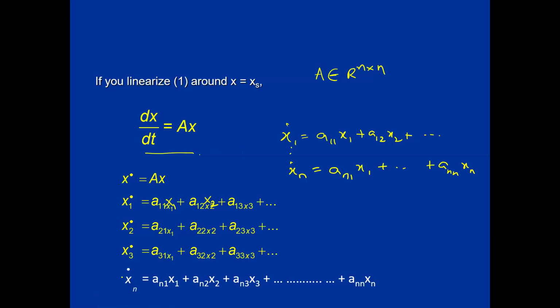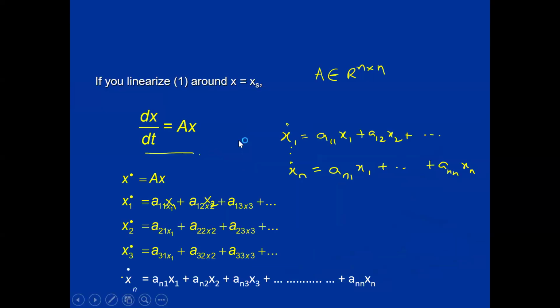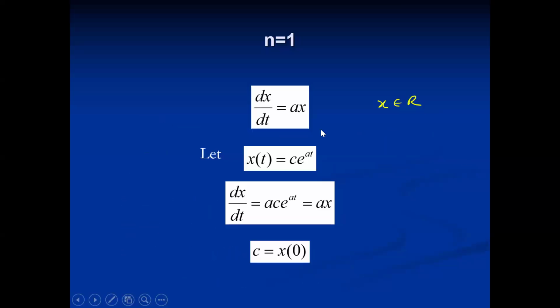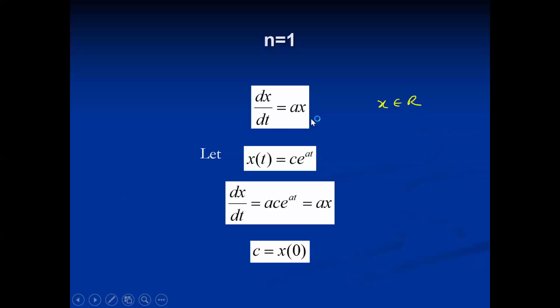Now, how do you solve this? Because if you have a single equation, dx/dt is equal to x, it's simple. But when you have a vector equation, how do you solve it? So let us start with the simple single equation, a single variable. So that is n equal to 1. Then the system of equations will be simply dx/dt is equal to ax, where a is a scalar. So how do you solve it? This is very simple. You all know this.